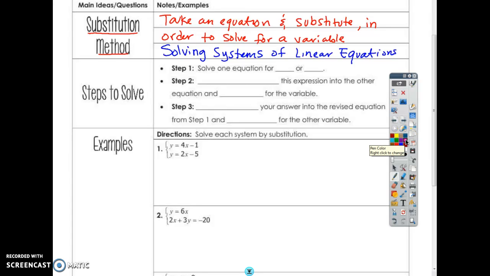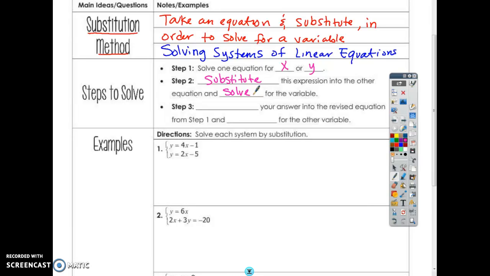So this is what you're actually going to do. Step number 1, you're going to solve one equation for x or y. They may already be solved for x or y, and then that makes it a little bit easier. Step number 2, substitute. We're going to substitute this expression into the other equation and solve for the variable, which is what we wrote up at the top.